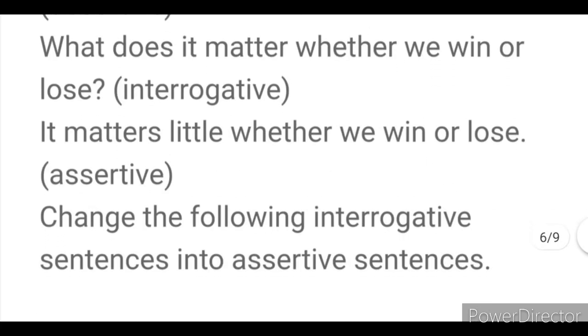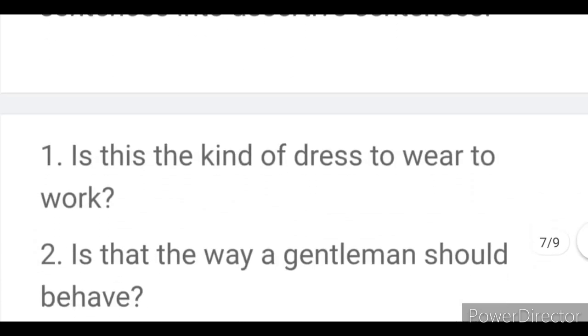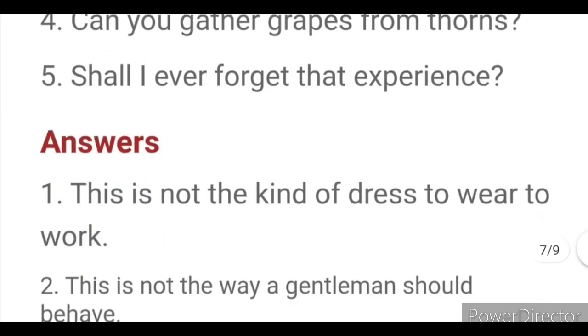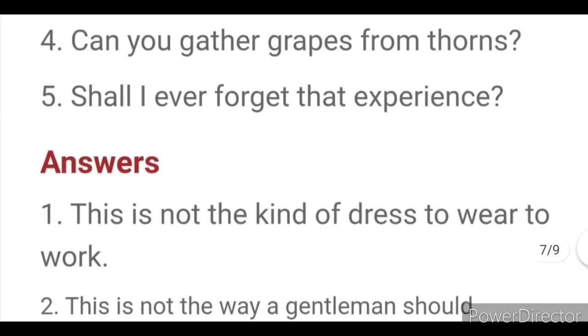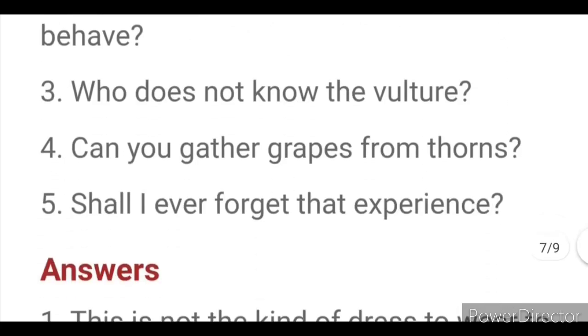Then change the following interrogative sentences into assertive sentences. Is this the kind of dress to wear to work? So guess the answer. This is not the kind of dress to wear to work. Let's see the answers. This is not the kind of dress to wear to work. Number 2, is that the way a gentleman should behave? That is not the way a gentleman should behave.